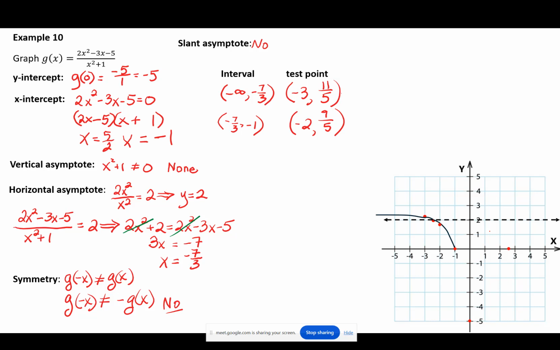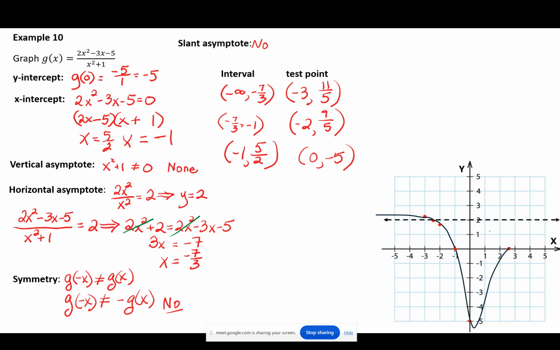Now we will check from -1 up to 5/2, because that's the next 0 over there. We'll see if the function is positive or negative in that interval. Easiest thing to check here is x equals 0. If you put that in, you get -5. So that tells me that the whole time we go from -1 on the x-axis up to 5/2 on the x-axis, the function stays negative.